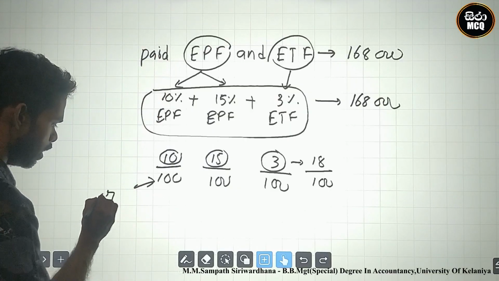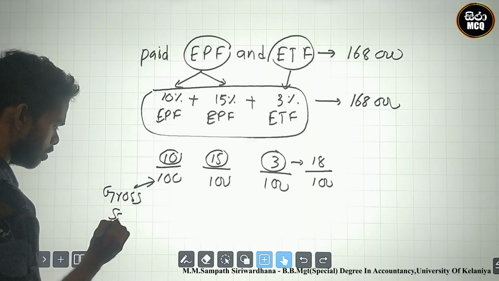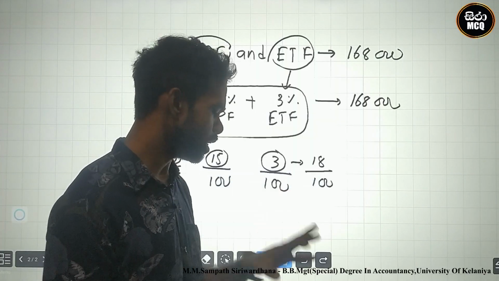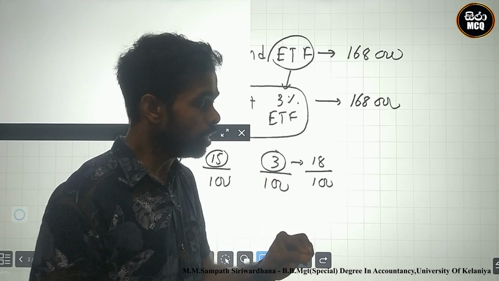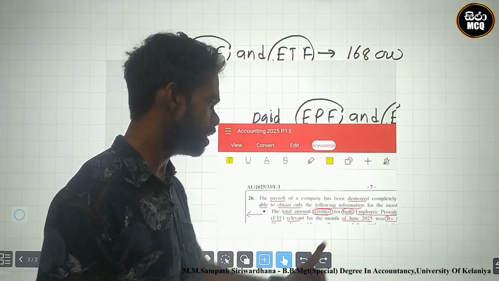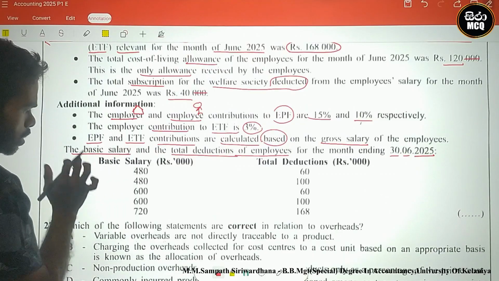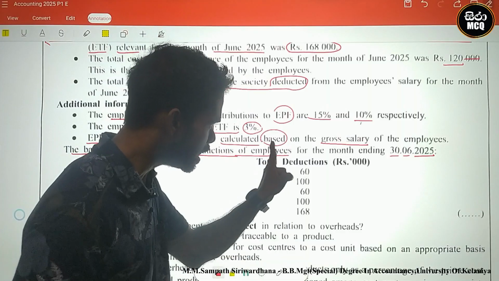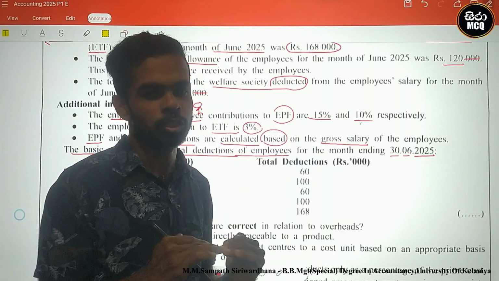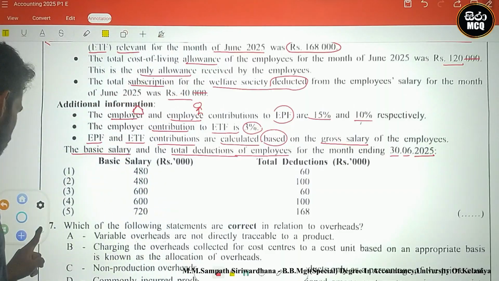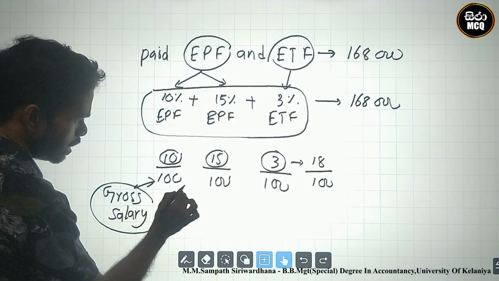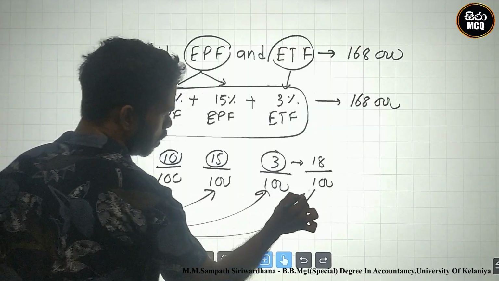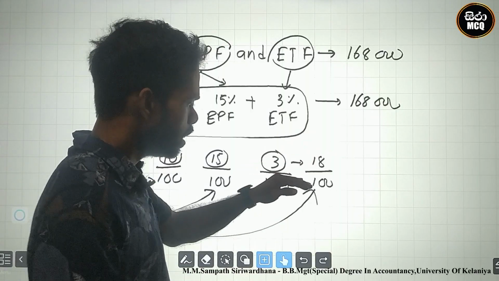Gross salary. Why do I say that? Look here, the question says they finally calculate EPF and ETF based on gross salary. Look here, the basement is gross salary. EPF, ETF contributions are calculated based on gross salary. The basement is gross salary. Therefore, we can identify that the gross salary is 100.